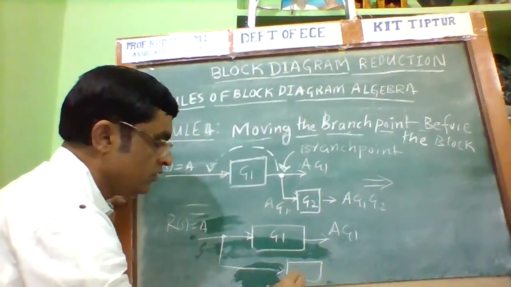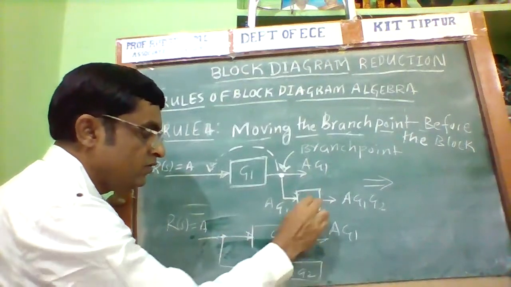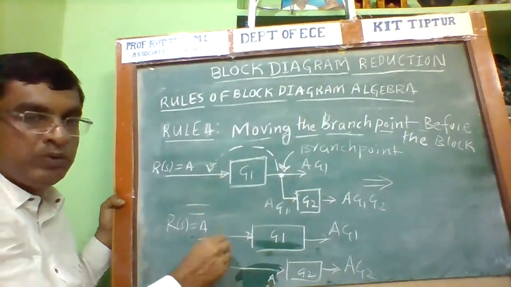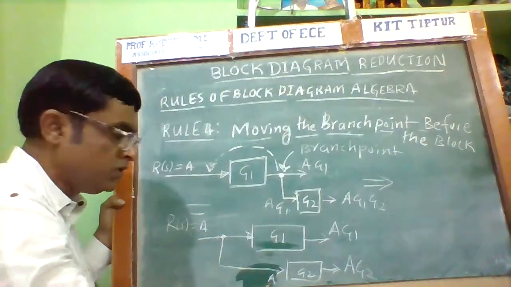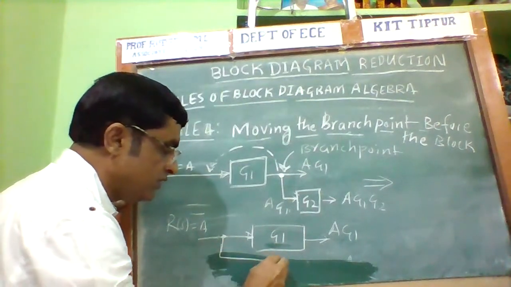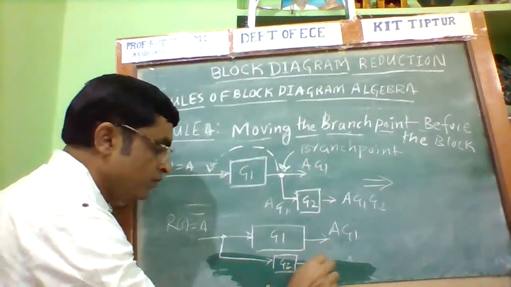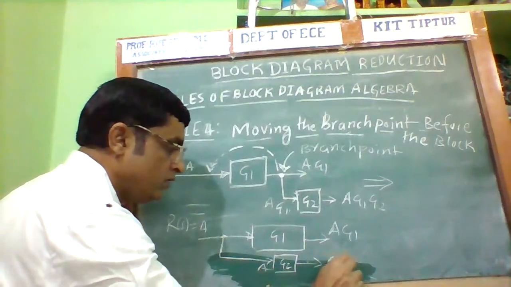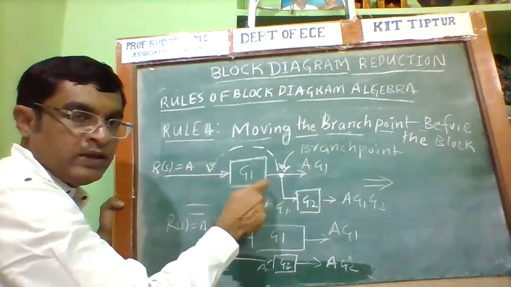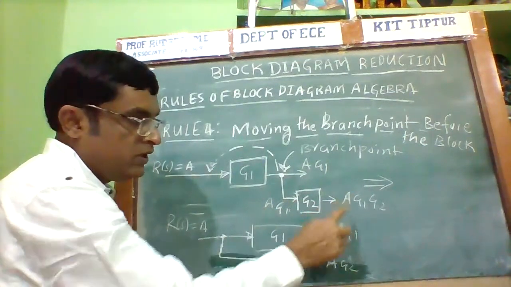if A is the signal, A appears here. Then this is A into G2. After moving the take-off point before the block, the output of the G2 block is equal to A, therefore A into G2. But if any changes are made on the diagram, they should not alter the input-output relation. Here also I should get A into G1 into G2.